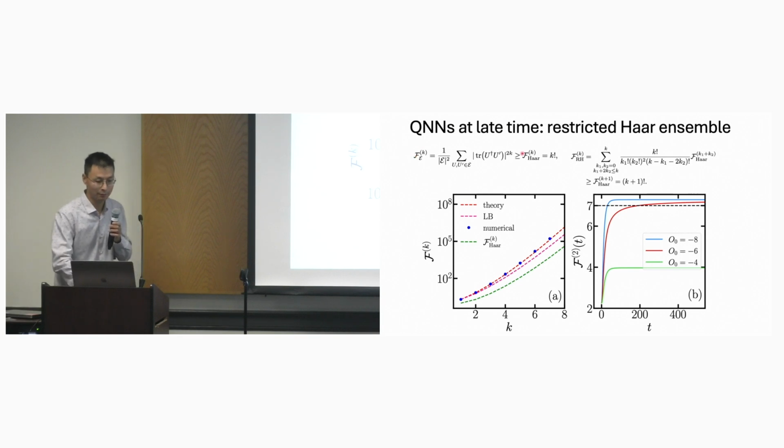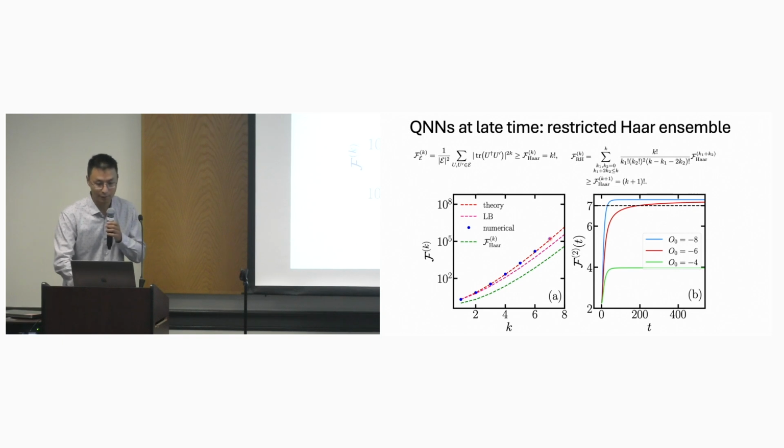So if you get the minimum value, then you know it's Haar random. And we show that if it's restricted Haar, it's going to be larger than the Haar value, and we can get closed form formulas up to a summation and also some lower bounds on it. And these bounds work pretty well.